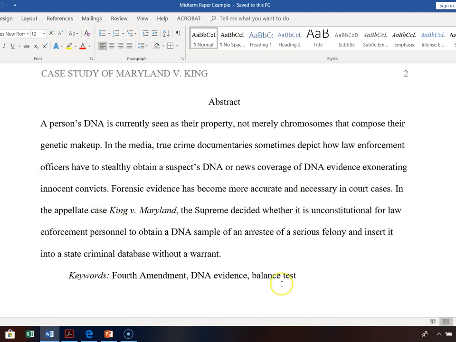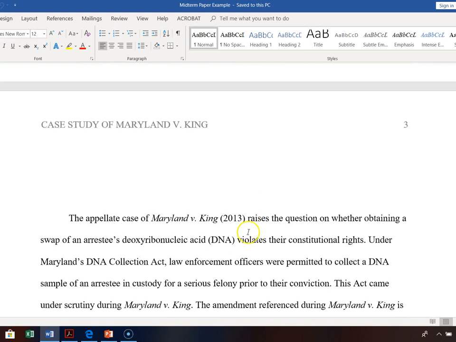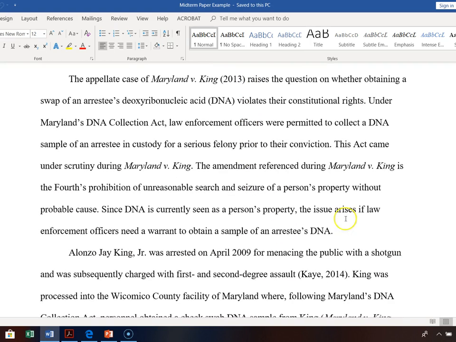This Maryland versus King case is going to cover whether or not law enforcement can legally take a sample from someone and put it into a database. So that way I don't have to read the entire essay to figure out what it's about. So again, a very short paragraph with a couple of keywords. And then she goes into her essay and she starts talking about it.